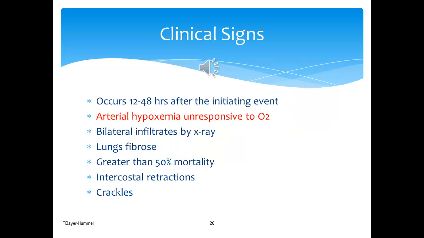What are some of the clinical signs of ARDS? Well, generally speaking, it occurs 12 to 48 hours after the initiating event. Arterial hypoxemia, unresponsive to oxygen, as discussed earlier, is one of the cardinal signs. Bilateral infiltrates by X-ray, another sign. Lungs are fibrotic. There is greater than a 50% mortality. Intercostal retractions occur. Crackles throughout the lung fields.